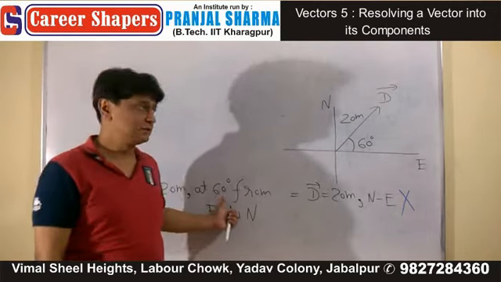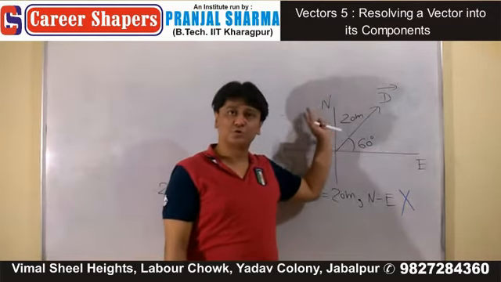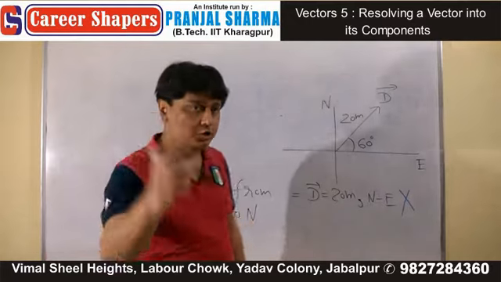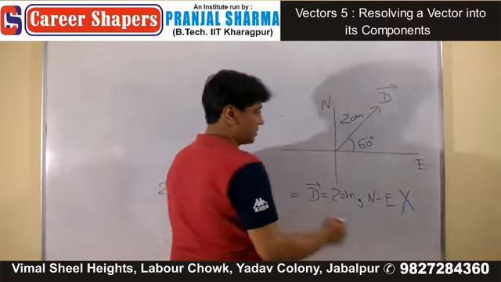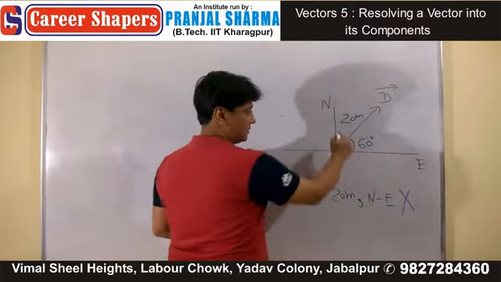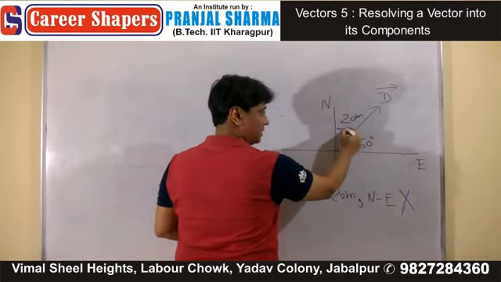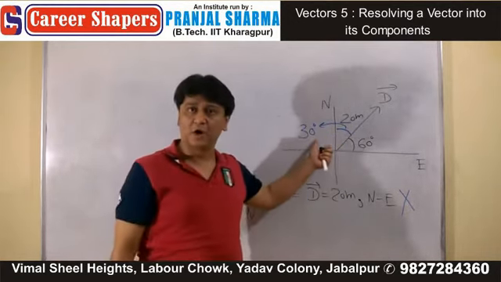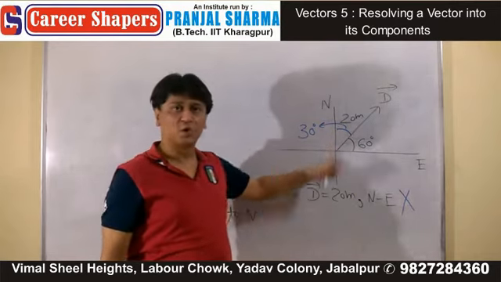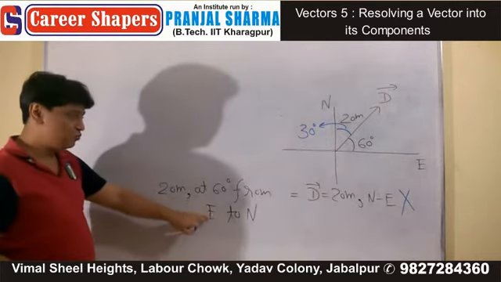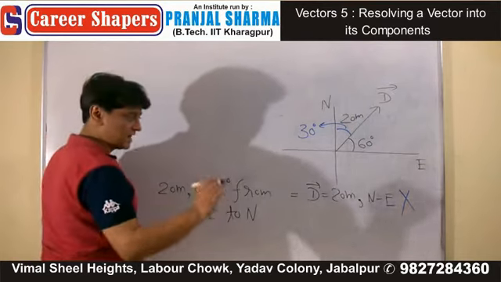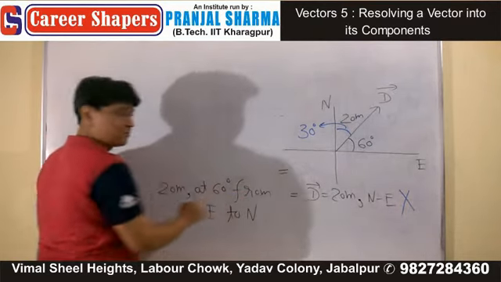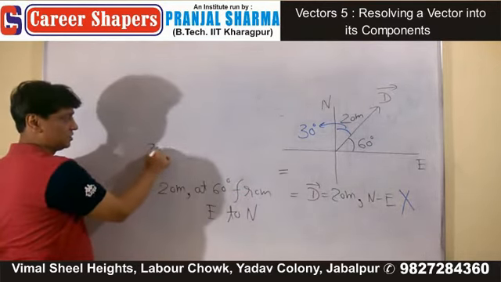60 degrees from east to north. You can also write it in this form. This is 60, then this angle is what? 30 degrees. Total is what? 90. The same direction, same command can also be represented like this.